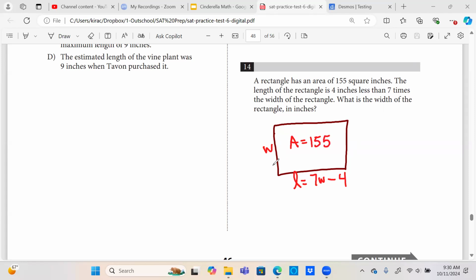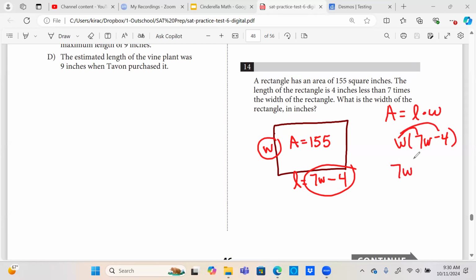You can go to the formula sheet on this one if needed, but you probably know that the area of a rectangle is length times width. So we're going to take this times this. I'm going to distribute: 7w squared minus 4w, and that equals the area, 155. I'm going to bring this over to set this quadratic equal to 0. Okay, so there's our quadratic there.